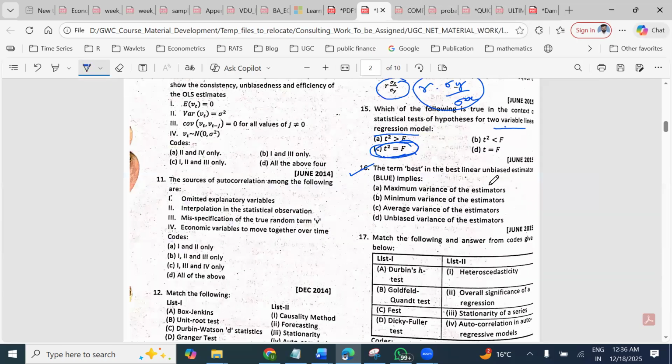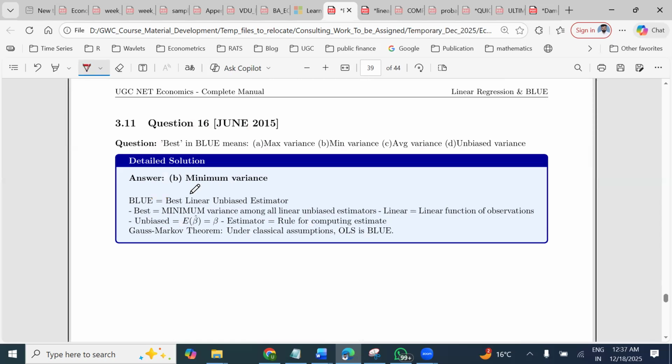Then question number 16. Best linear unbiased estimator implies maximum variance of the estimator, minimum variance, right? Which one is true? What should be the answer? Best means minimum variance, right? Is there any difference in your answer, Sangeeta? No, sir. This is B only.